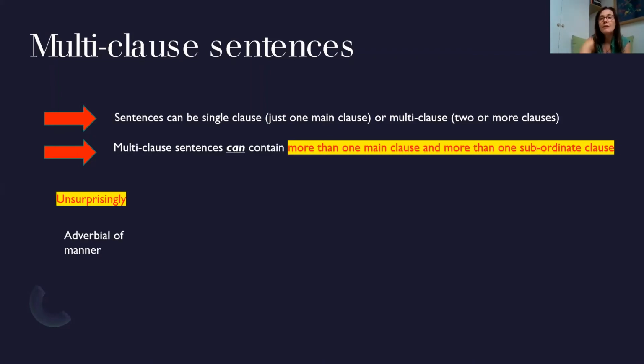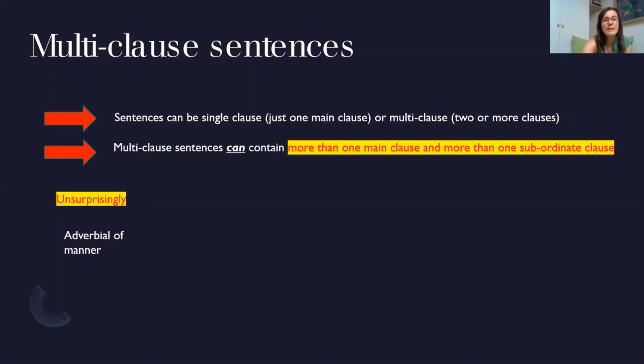So let's have a look at an example. Unsurprisingly, that's actually an adverbial of manner. Do you remember we looked at adverbials in your previous unit of work? It's not a subordinate clause because it doesn't actually have a verb in it, but it is an adverbial. It's an adverbial of manner.